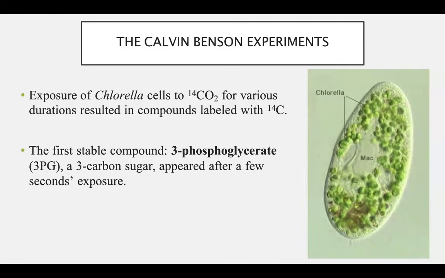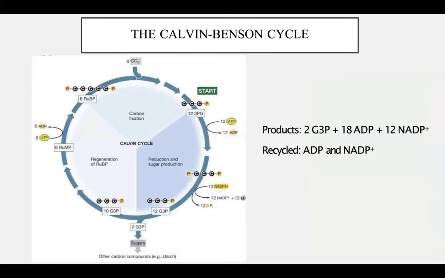As they increased the length of exposure to carbon dioxide, they managed to find more and more products until eventually the whole pathway was revealed. And so this is your Calvin-Benson cycle. Your products are 2 G3P, which eventually becomes sugars, 18 ADP, and 12 NADP plus. The Calvin-Benson cycle also has another name, the reductive pentose phosphate cycle.